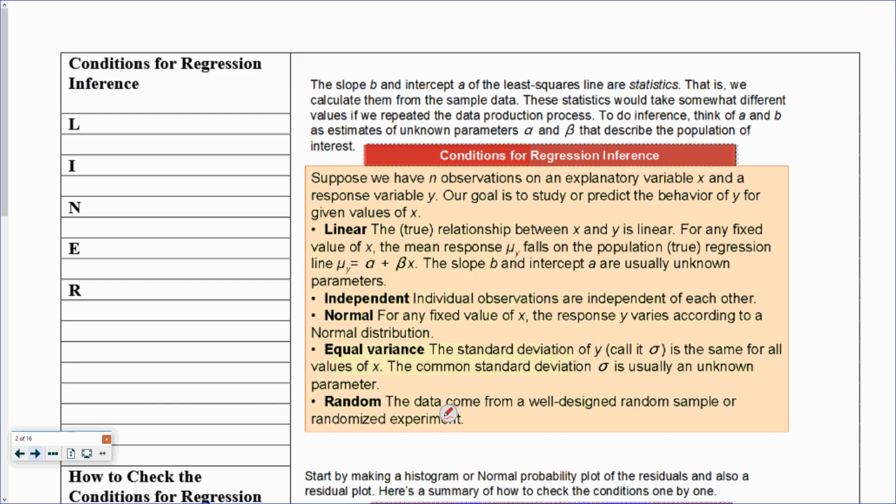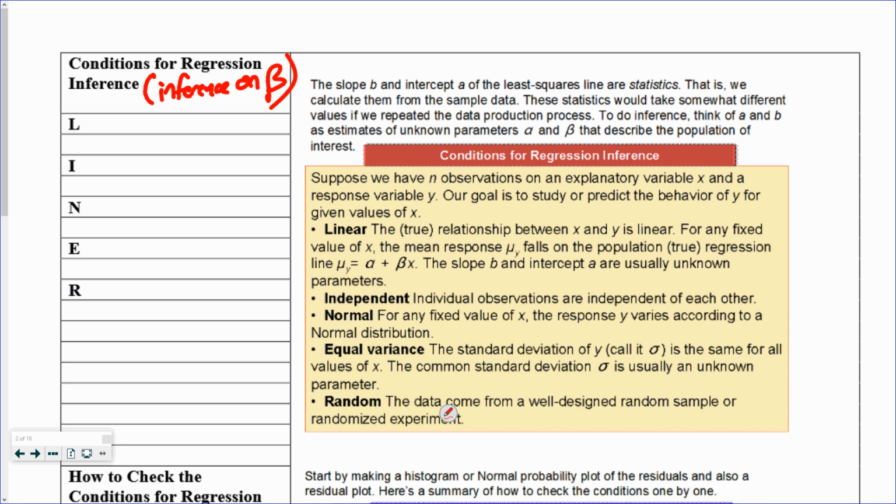So, conditions to do this sort of regression inference, that is, inference on beta, the true slope. All of this is going to be for the true slope beta. We could do inference for the true intercept alpha, but we're not going to cover it in this class. It's beyond the scope, and it's not that interesting comparatively. So we've got 5 conditions. These are the most conditions we've got in order to perform these inference procedures.